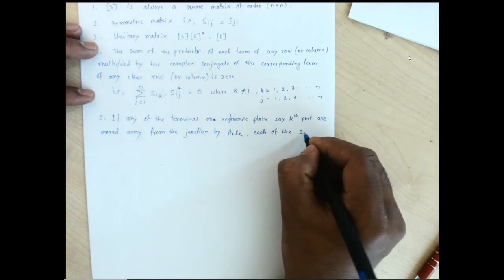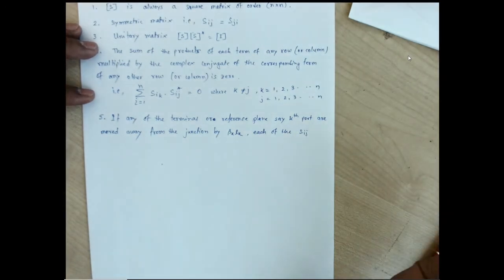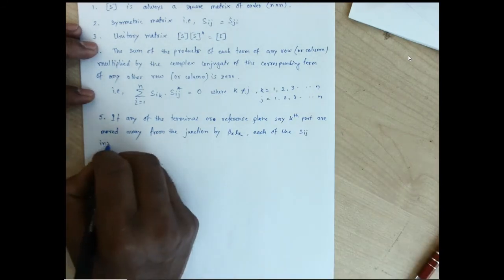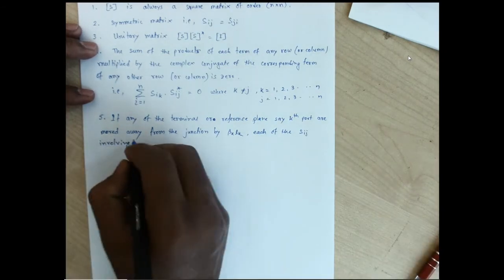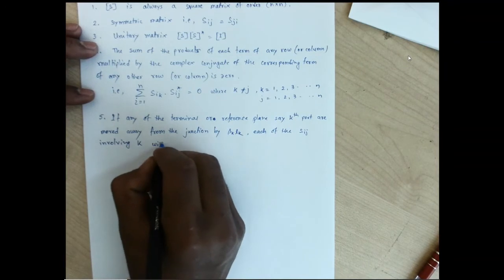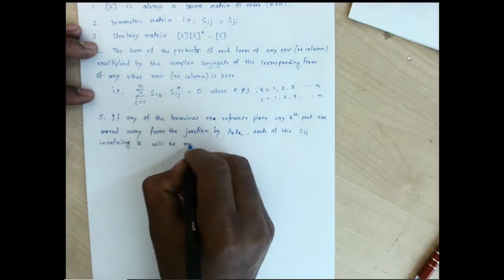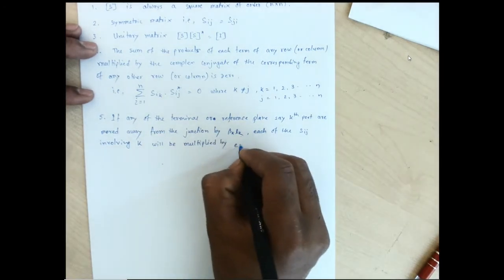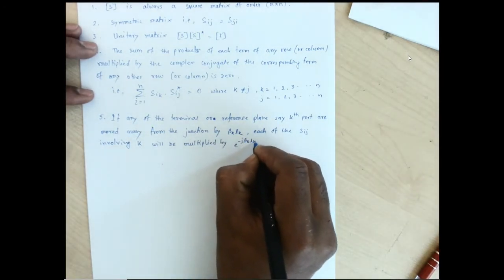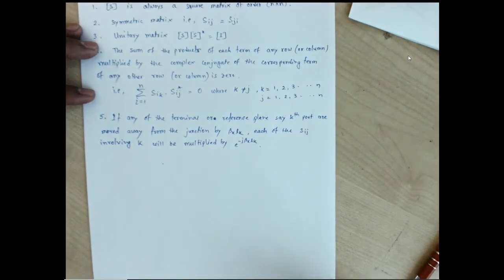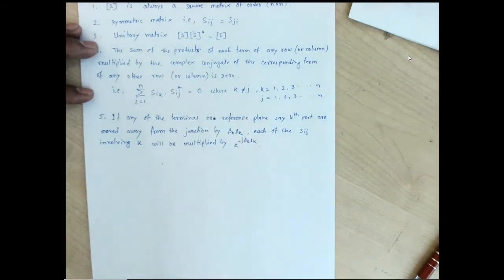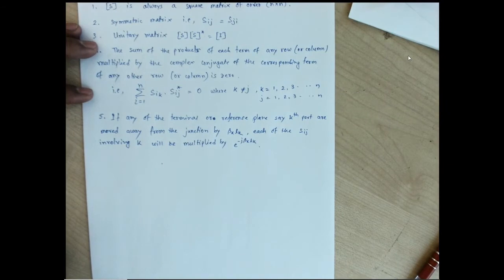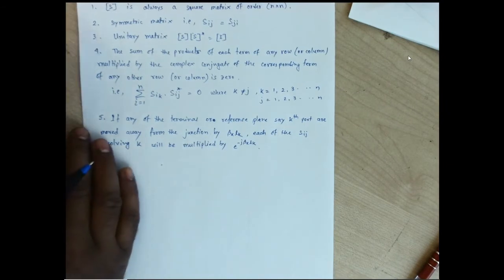Then each of the Sij, each of the S parameters of that kth port involving k will be multiplied by e to the power minus j beta k lk. Each of the terms, that is S parameters, will be multiplied by this term e to the power minus j beta k lk.